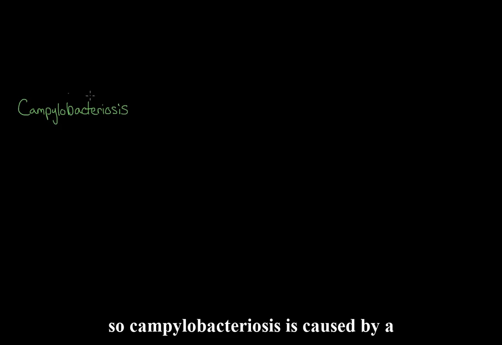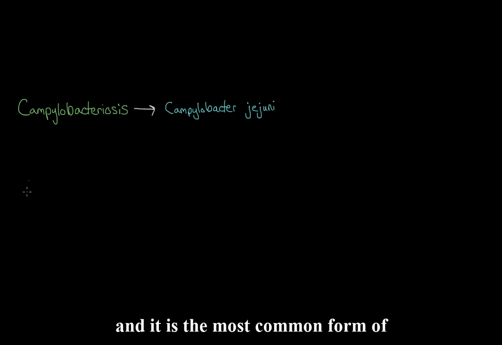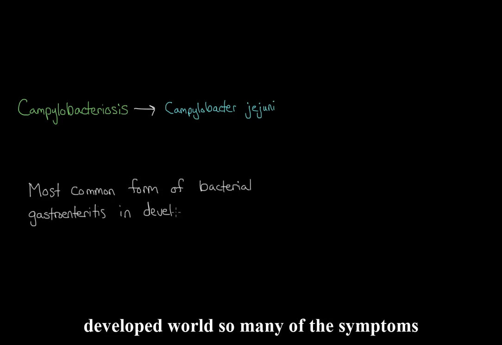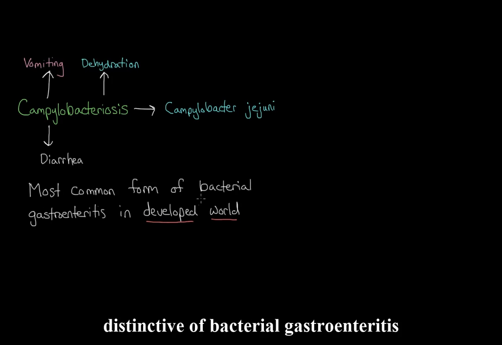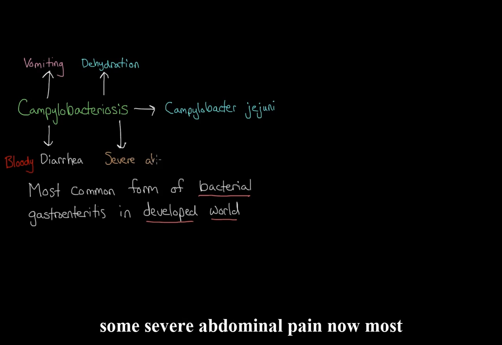Campylobacteriosis is caused by a bacteria known as Campylobacter jejuni, and it is the most common form of bacterial gastroenteritis in the developed world. Many of the symptoms of gastroenteritis could include things like vomiting, dehydration, and diarrhea. But there are a few things that are distinctive of bacterial gastroenteritis. For example, the diarrhea tends to be bloody, and people may also experience some severe abdominal pain.